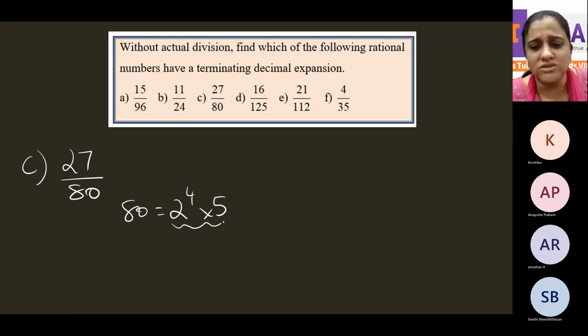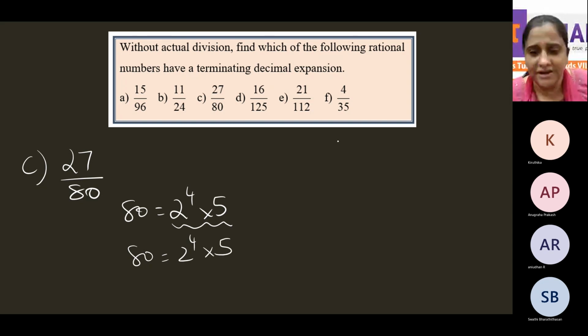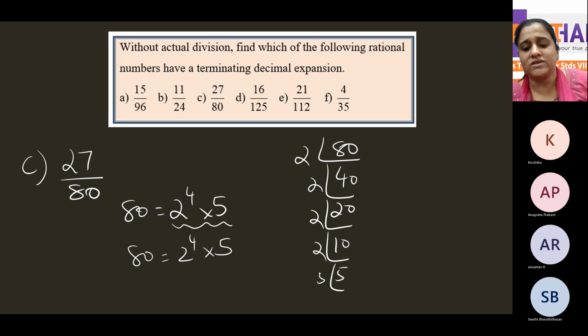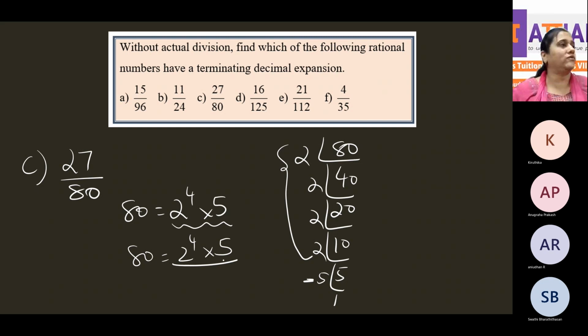When you do this, 80 to 40 times, to 20 times, to 10 times, to 5 times, and 5. So you can see 2 to the power 4 into 5.